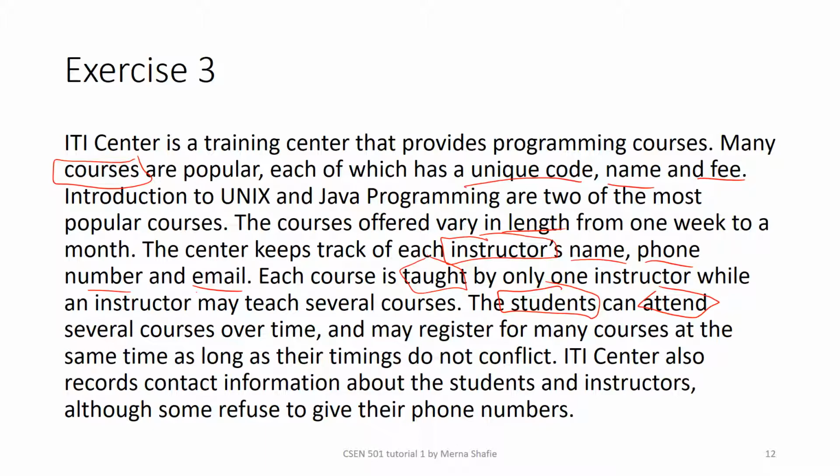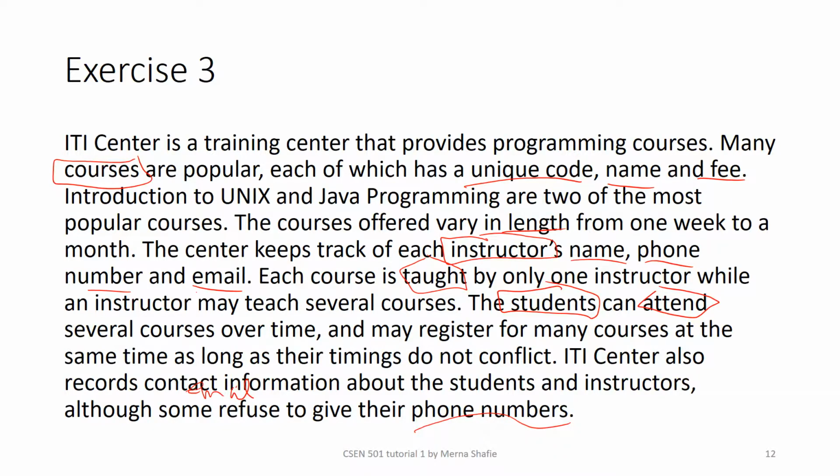ITI Center also records contact information about the students and instructors, although some refuse to give their phone numbers. So we must have some contact information, like for example the email. Any contact information, we can say the email is contact information, and they have phone numbers, which are also stored for the students. So these are the attributes of the student.